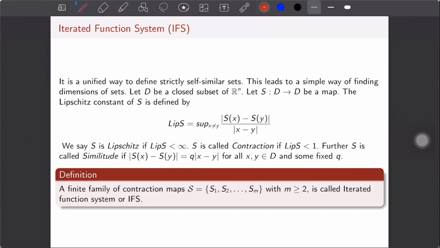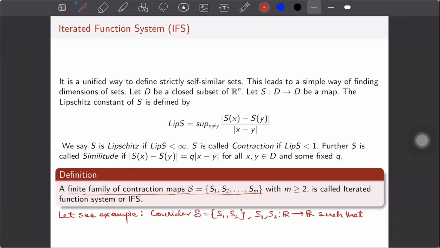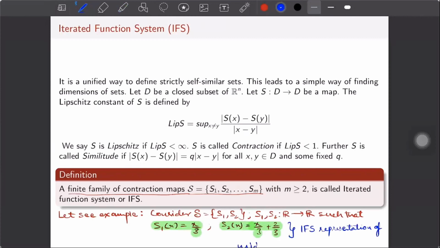So the definition comes as follows. A finite set of contraction maps S is called the iterated function system or IFS. Let us see a very simple example of an iterated function system. Consider a set of maps S1 and S2 where the domain and the range of both maps is from the real line to the real line. Take S1 such that S1 of x equals x upon 3, and S2 of x equals x upon 3 plus 2 by 3. The union of these two maps, S1 and S2, is the iterated function system which represents a Cantor set.